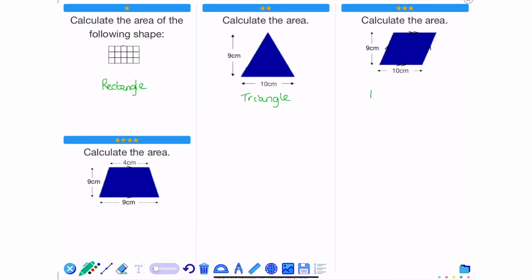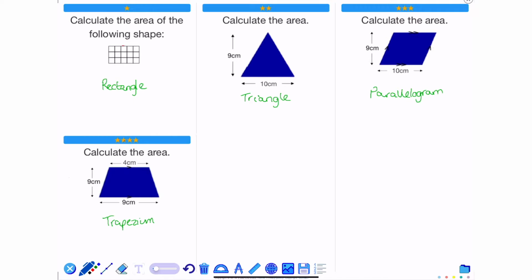Number 3 is a parallelogram. A parallelogram is also a quadrilateral, a 4-sided shape with 2 pairs of parallel lines and opposite sides are equal. And the final one is a trapezium. A trapezium is also a quadrilateral, but it has only 1 pair of parallel lines.